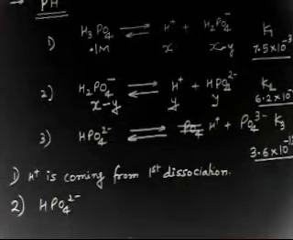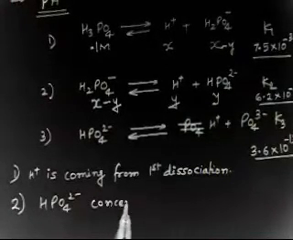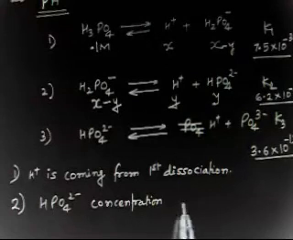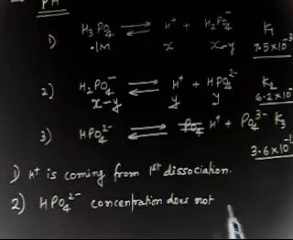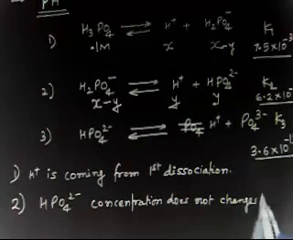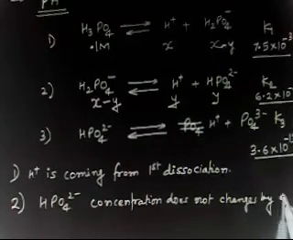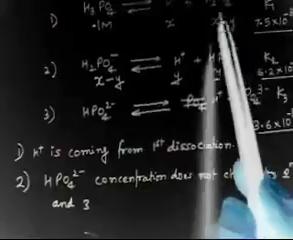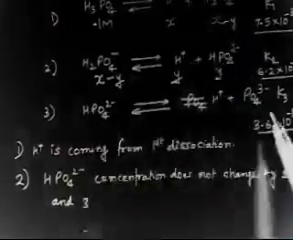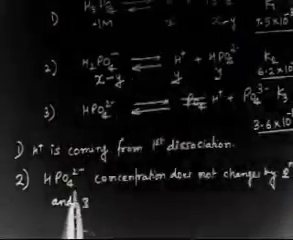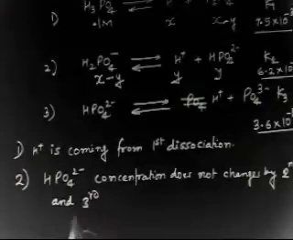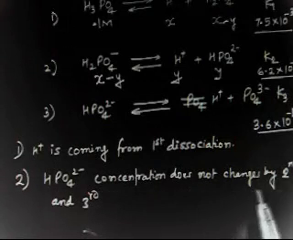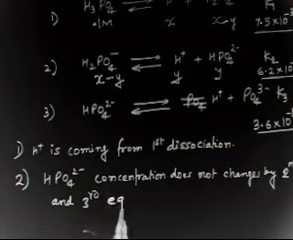So the second assumption I have is that the HPO4 2 minus concentration does not change by equation 2 or by the second dissociation, and the third dissociation also, because in the third dissociation this comes, goes here, and can further react. So I can say the third dissociation is also pulling the second, and the second is pulling the first. But I am saying the third and second dissociations are not going to change the concentration of HPO4 2 minus. So the HPO4 2 minus concentration does not change by the second and third equilibria.